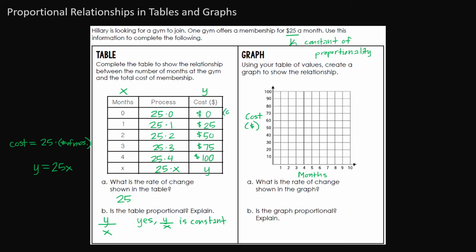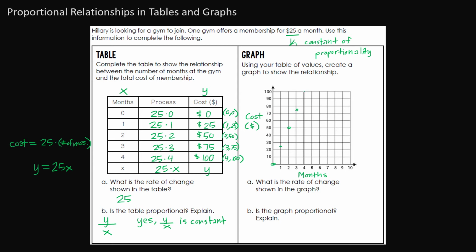We've got 0, 0. We've got 1, 25. We've got 2, 50. 3, 75. And 4, 100. So for the first point, 0, 0. 1, 25. Move over 1, 25 up. And then we have 2, 50. 3, 75, halfway between 70 and 80.